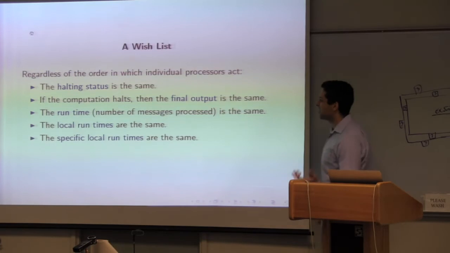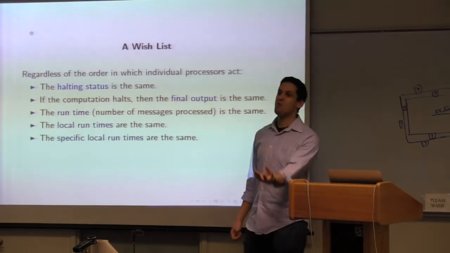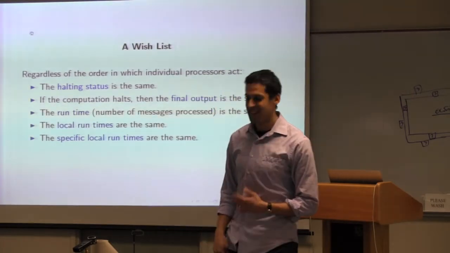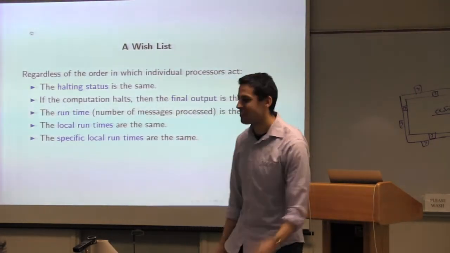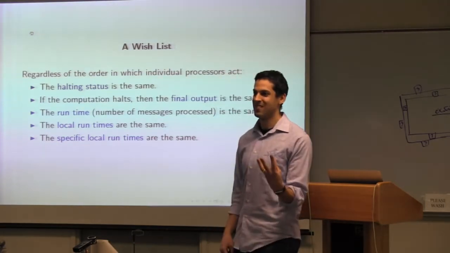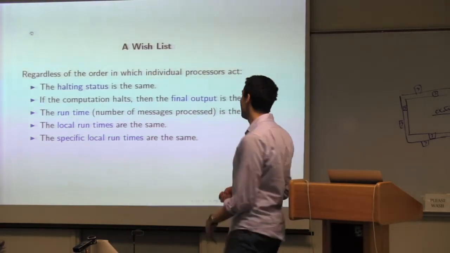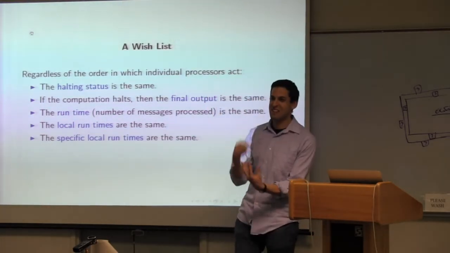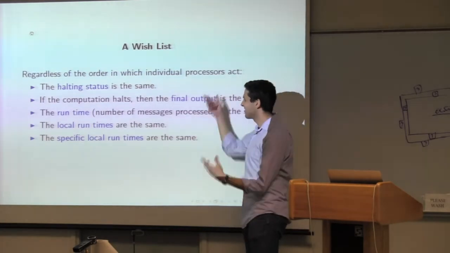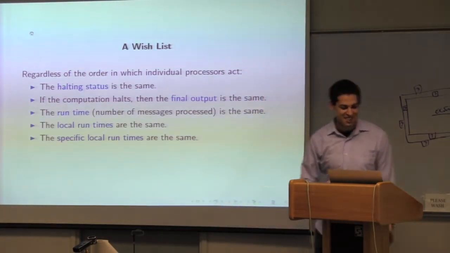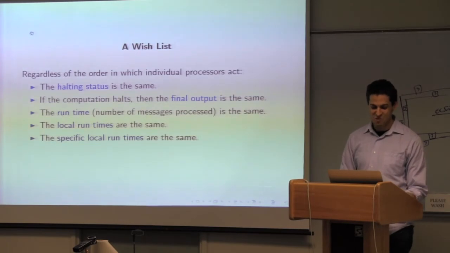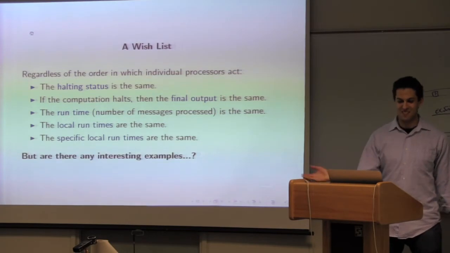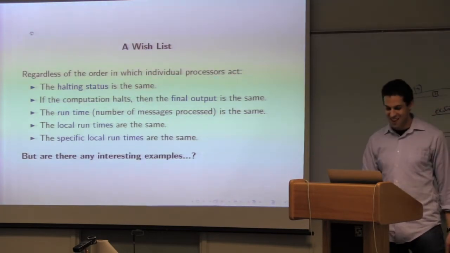And then you might get pickier and say, well, I don't want to overload one particular processor and make it do all the work. So let's ask that each processor does the same amount of work, regardless of the execution order. And I could even ask that each processor processes the same number of letters of each type, regardless of the order. So it sounds like a lot to ask for, and you might think that we're just dreaming and we can't accomplish all this. So, are there any interesting examples of this?